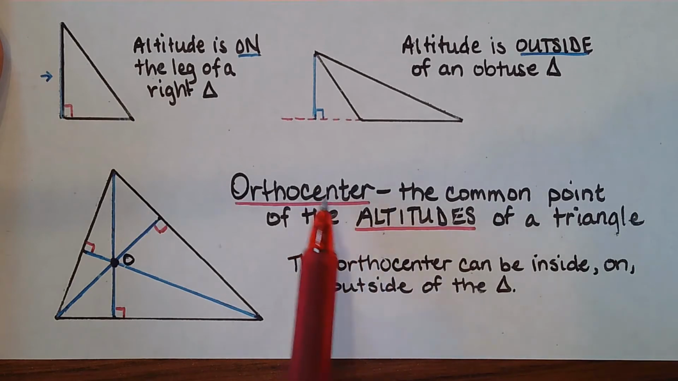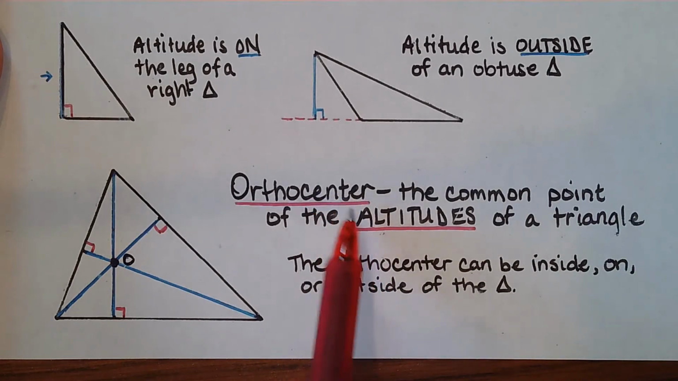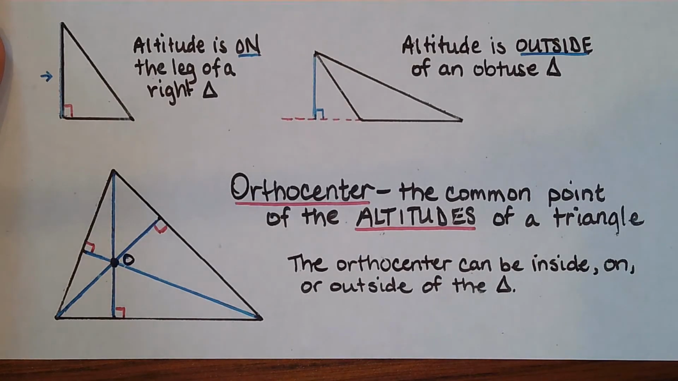Orthocenter and altitudes, you'll need to associate those two. You'll need to remember that those two go together. The orthocenter, it's the common point of where all the altitudes meet in a triangle. The orthocenter can be inside, on, or outside of a triangle. So let's take that back to our chart. Remember, we've got orthocenter. Orthocenter can be inside, on, or outside of the triangle.